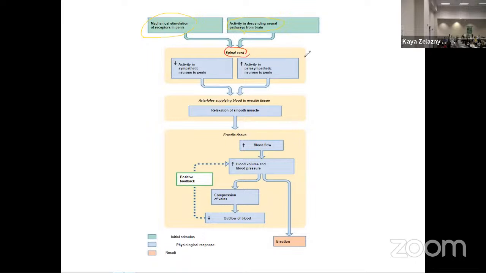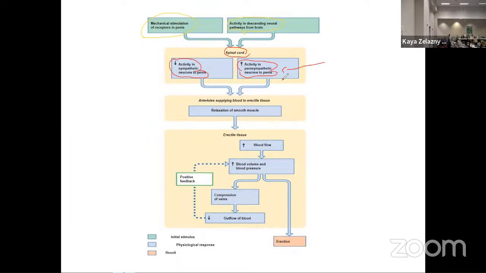And here's where we see that autonomic control. So we're going to see that what's happening is that we are decreasing our activity in the sympathetic neurons and increasing activity in parasympathetic neurons to the penis, as a response to these initial stimuli. So parasympathetics are under control here. We're kind of turning off the sympathetic nervous system at first.